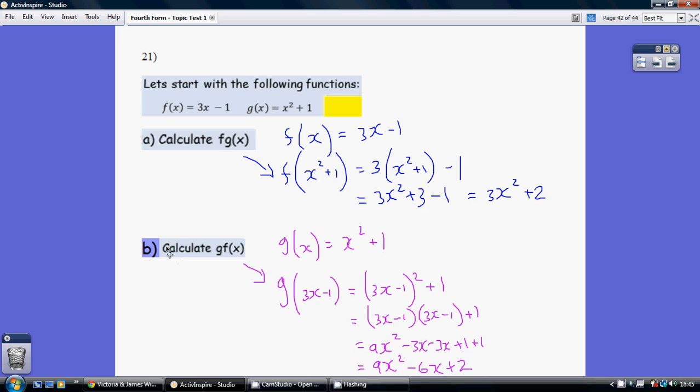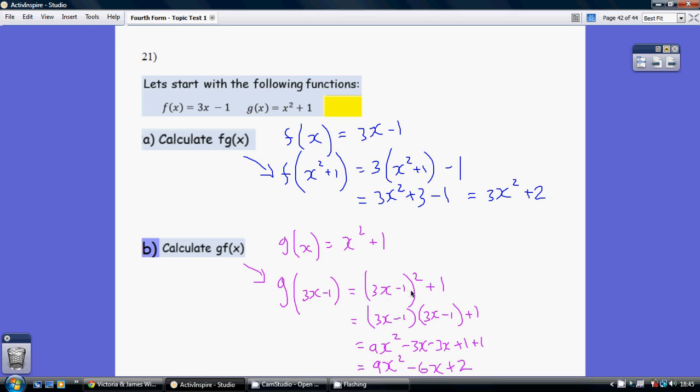Now part B is the other way around. This ends up going into the g of x machine. So start off by writing down what g of x equals. That equals x squared plus 1. What are we putting into the g machine? We're putting f of x in there. What is f of x? It is 3x minus 1. So 3x minus 1 is going into the g machine. So wherever we see an x, we now replace it with a 3x minus 1. So it is a 3x minus 1 all squared plus 1.